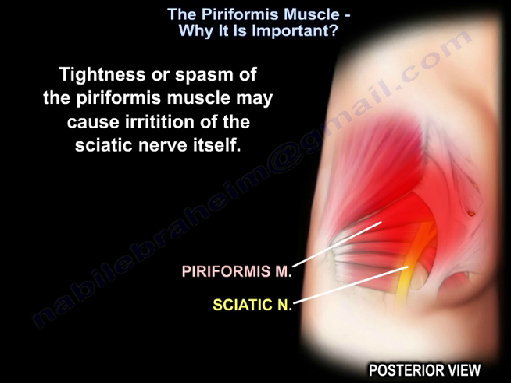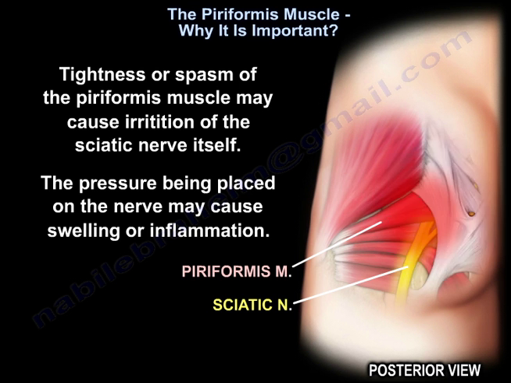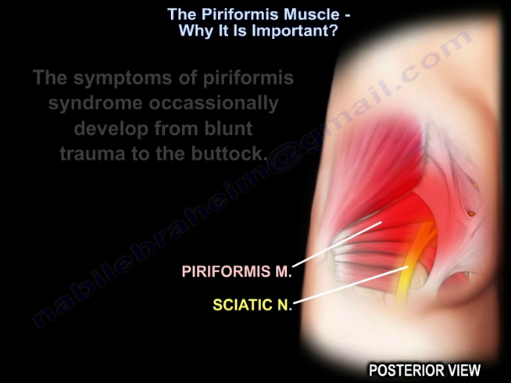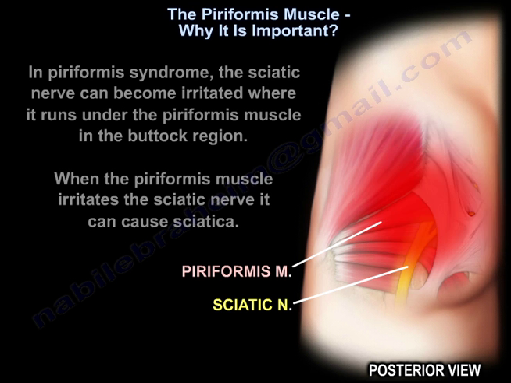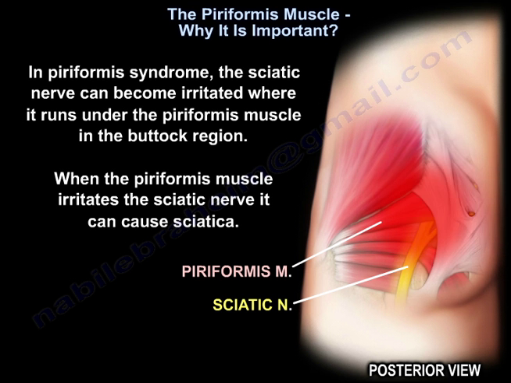Tightness or spasm of the piriformis muscle may cause irritation of the sciatic nerve itself. The pressure being placed on the nerve may cause swelling and inflammation. The symptoms of piriformis syndrome occasionally develop from blunt trauma to the buttock. In piriformis syndrome, the sciatic nerve can become irritated where it runs under the piriformis muscle in the buttock region. And when the piriformis muscle irritates the sciatic nerve, it can cause sciatica.